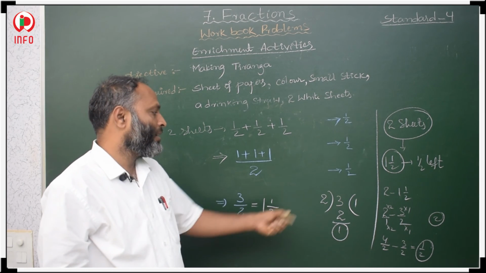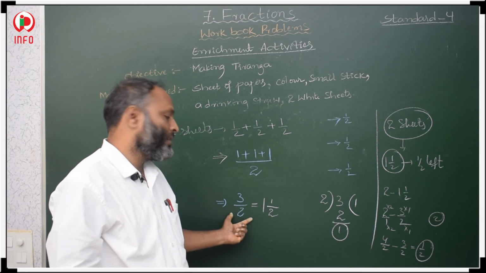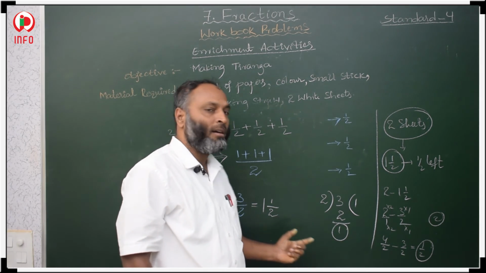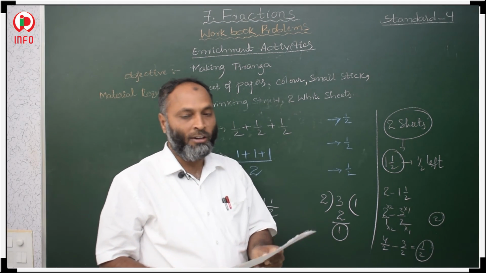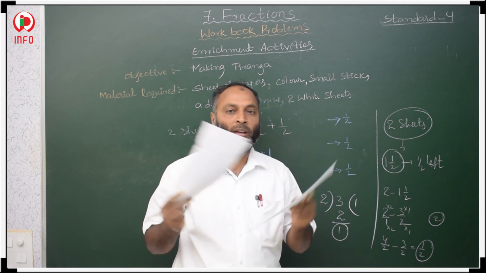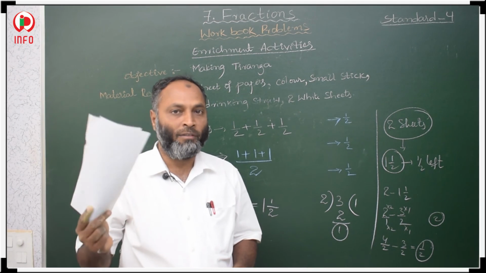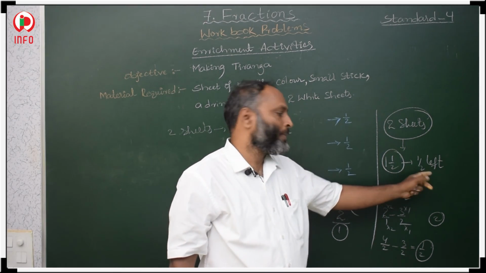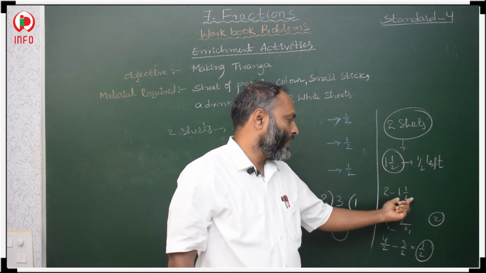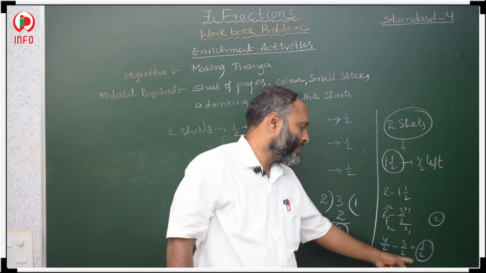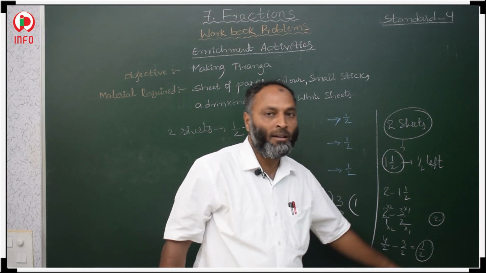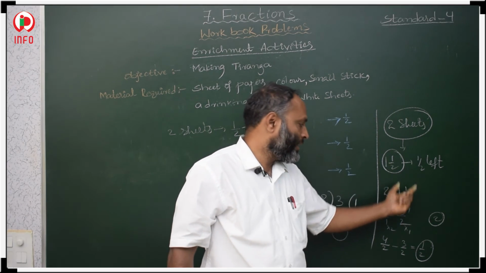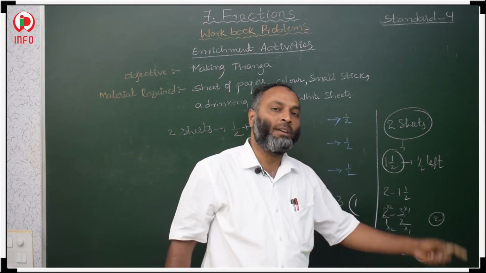3 by 2 is an improper fraction. If we convert this improper into mixed, it is 1 and a half. It means 1 and a half paper we used. If we used 1 and a half of 2 papers, half paper is left. How much is left? Half paper. Practically, in 2 papers, if 1 and a half paper is used, half paper is left. Theoretically also, by doing the sum, half paper is left.